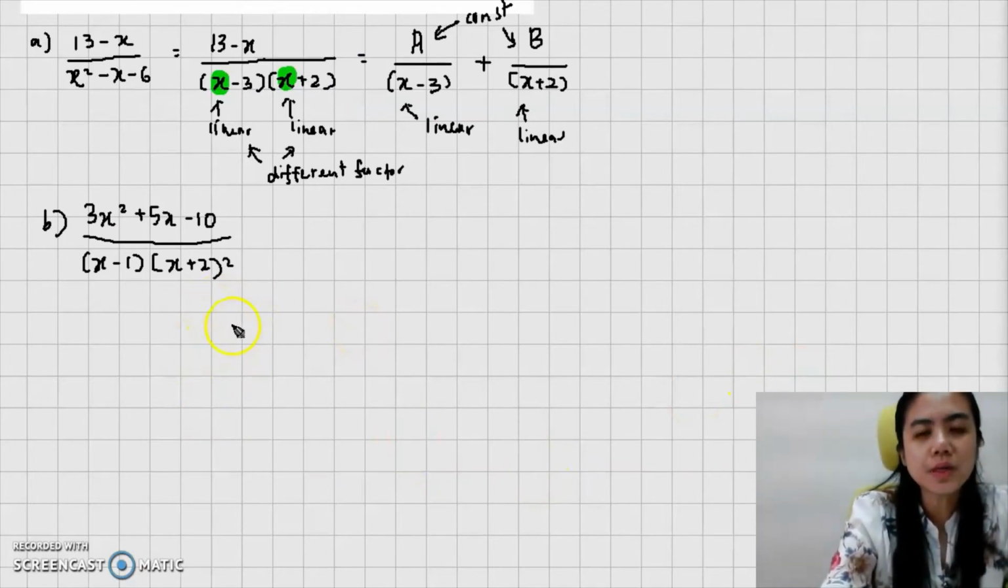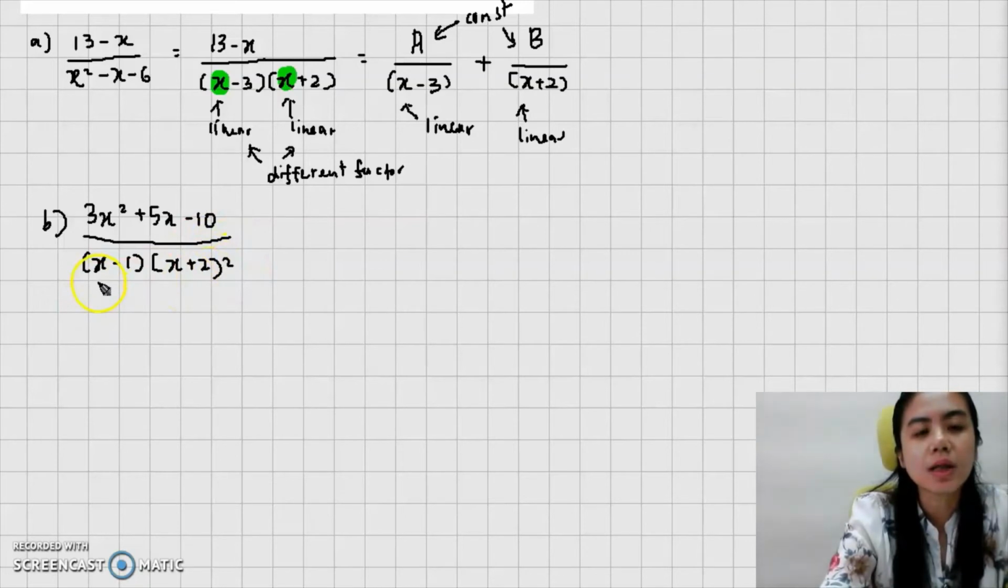Okay, so what we have here is two different factors. One is x minus 1 and the other is x plus 2. So basically they are different factors. But we have a factor which has been repeated two times.